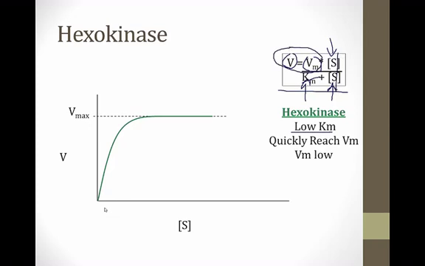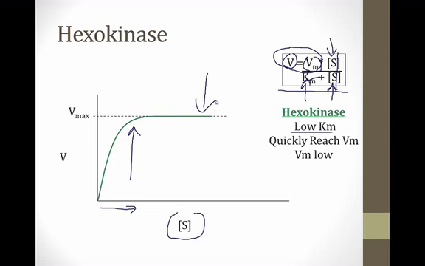What this means is that the concentration of glucose only needs to rise just a little bit, and then this enzyme will immediately begin operating at Vmax. And that's how hexokinase works. It just takes a little bit of glucose to get it to operate at its maximum velocity, the maximum speed at which it can convert glucose into glucose 6-phosphate.